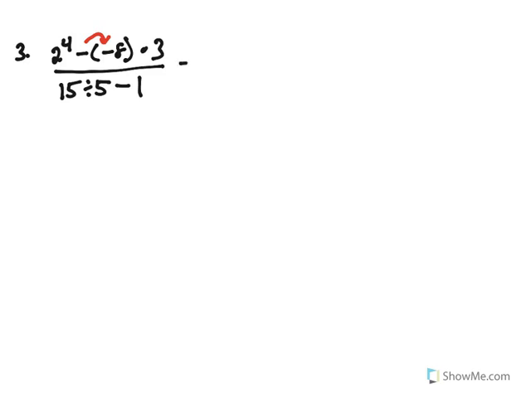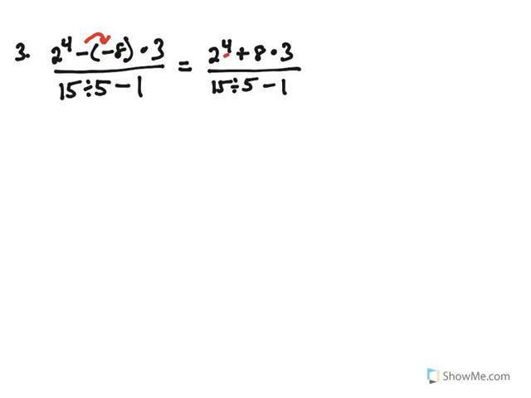So that's going to equal 2 to the 4th. A negative times a negative is a positive 8. Times 3. 15 divided by 5 minus 1. Okay? And I'm going to continue simplifying the numerator.